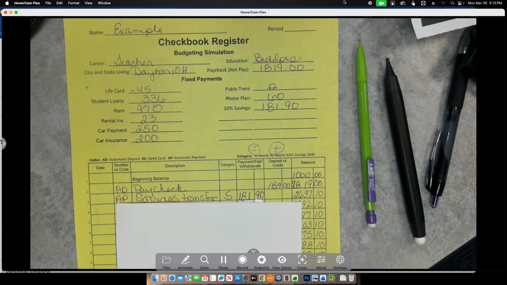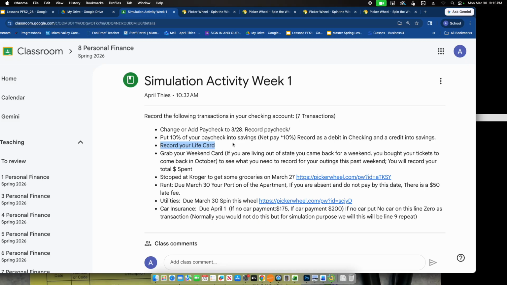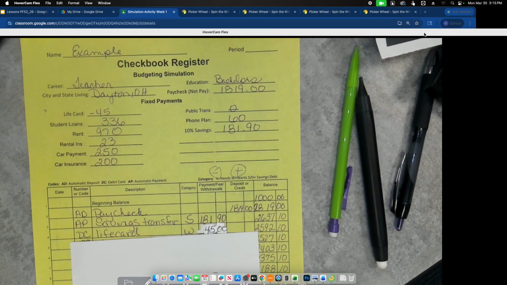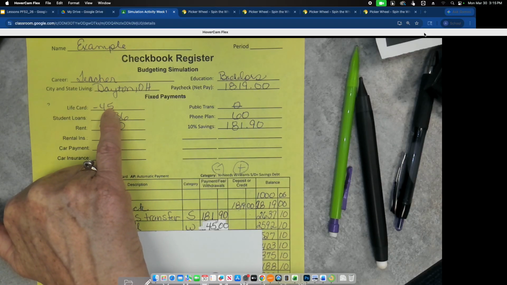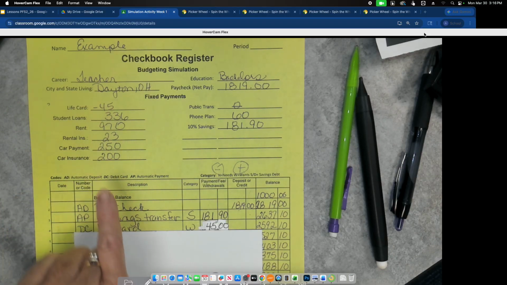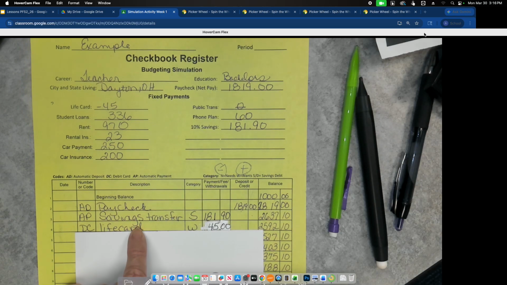The next transaction says to record your life card. So you received a life card, you will record that, and depending on what it is, it could be an automatic payment or it could be a debit card. Mine is a dog, so mine is a $45 subtraction because I have a dog. So it's dog food and things like that. It's things I have to go to the store for, so I buy things at the store on a debit card.